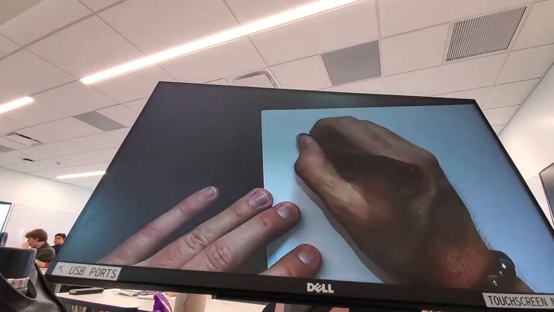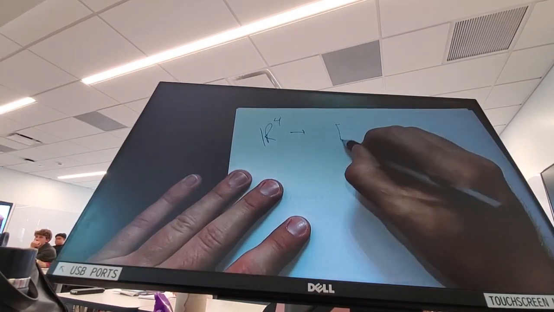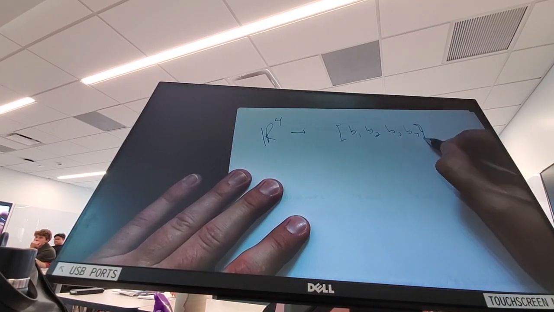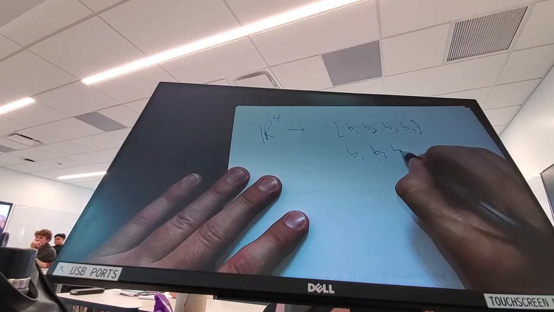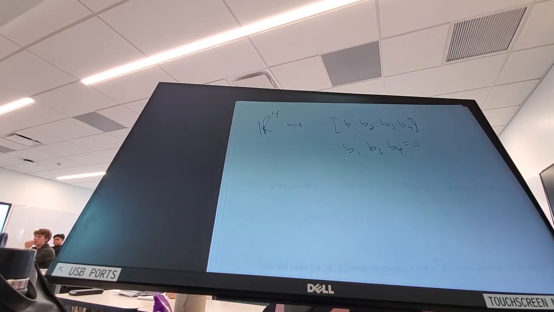So I'm going to talk about R4. I'm going to say I have a bunch of vectors where B1 times B3 times B4 must be 0 in order for it to be in this subset. You guys with me? So a potential subspace, we'll call it a subset. Does that make sense? It's definitely a subset.